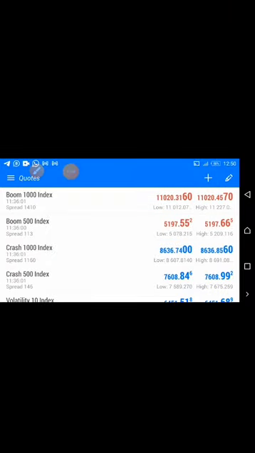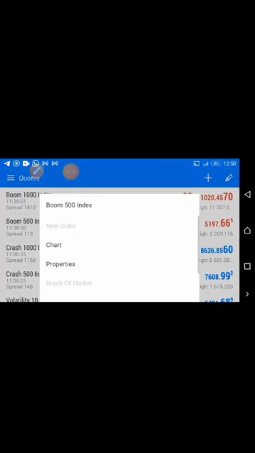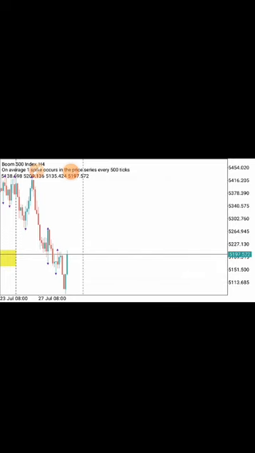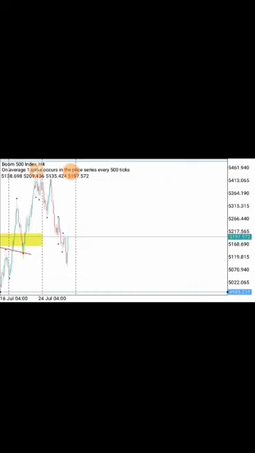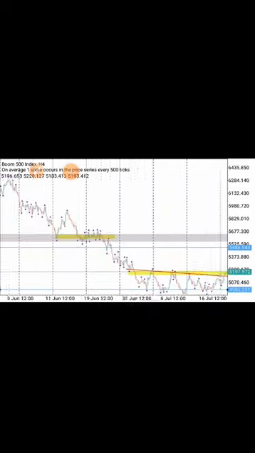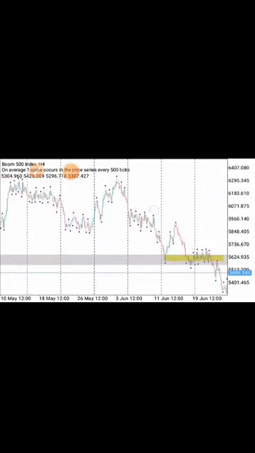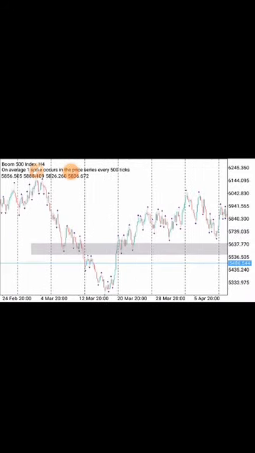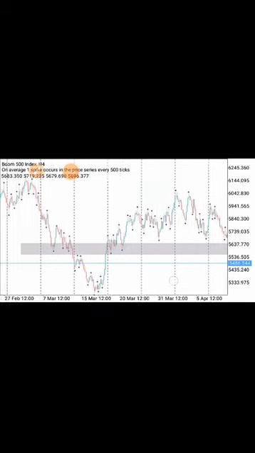All right, guys, let me take Boom 500. Let's check. This is Boom 500 now, and we are on the 4 hours time frame. This is the 4 hours time frame on Boom 500. Now you can see this. This is a very good example I'll be showing you here. Okay, now the market was actually at this point going downwards.